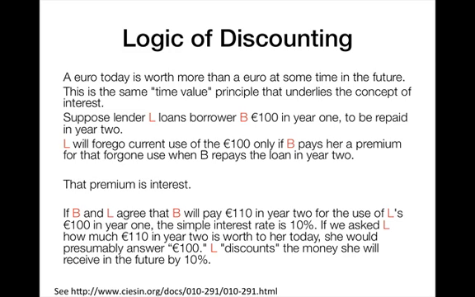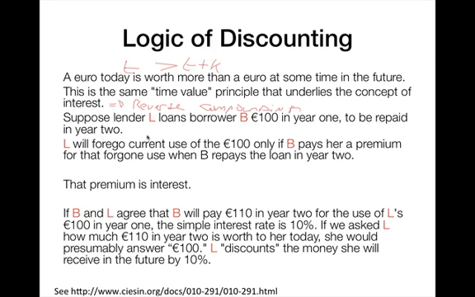The idea here is that we in some sense discount the future. So a euro today is worth more than a euro at some time in the future. So a euro at time t is clearly worth more than a euro at time t plus k. This is the same time value principle that underlies the concept of interest, and therefore you're going to have some kind of reverse compounding in the system.